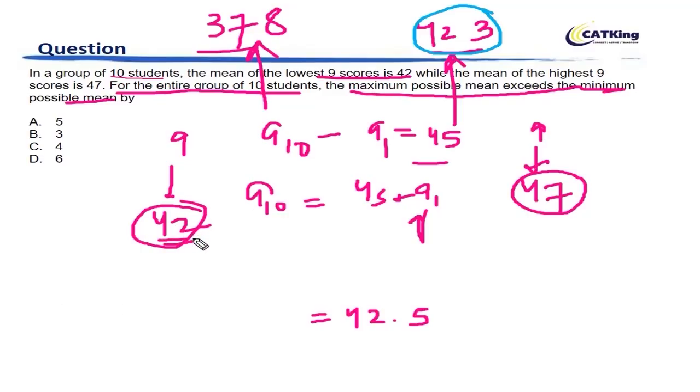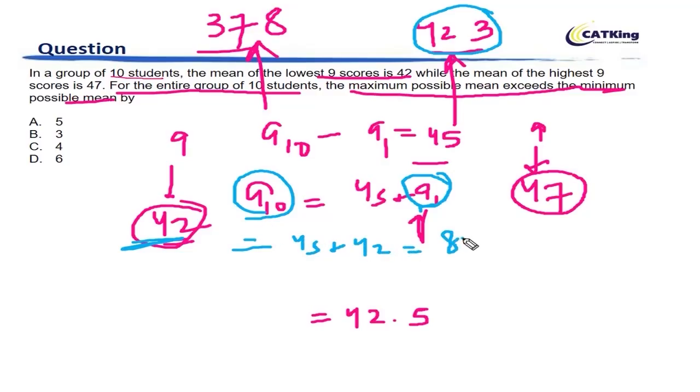The mean of the first 9 numbers is A1, where A1 is the smallest number. So if it goes beyond 42, the overall mean will also overshoot. So therefore the best case will be all the 9 numbers being 42. So the best that A1 can become is 42, in which case your A10 will be largest, right? So the biggest value for A10 will be 45 plus 42, which is 87.